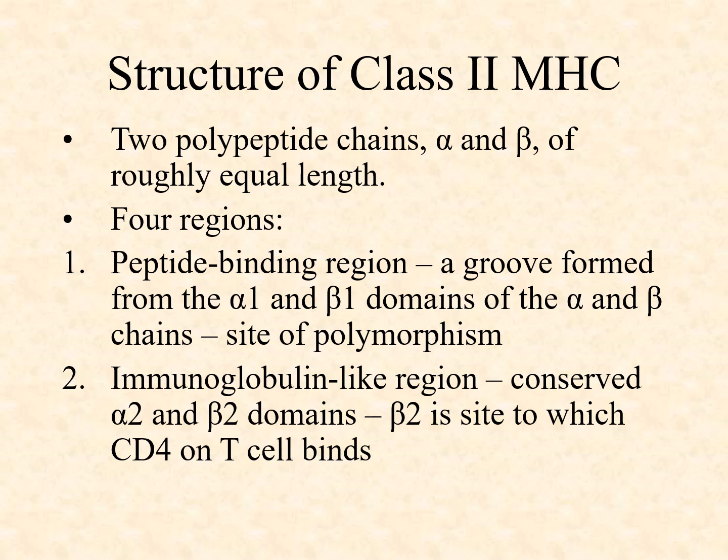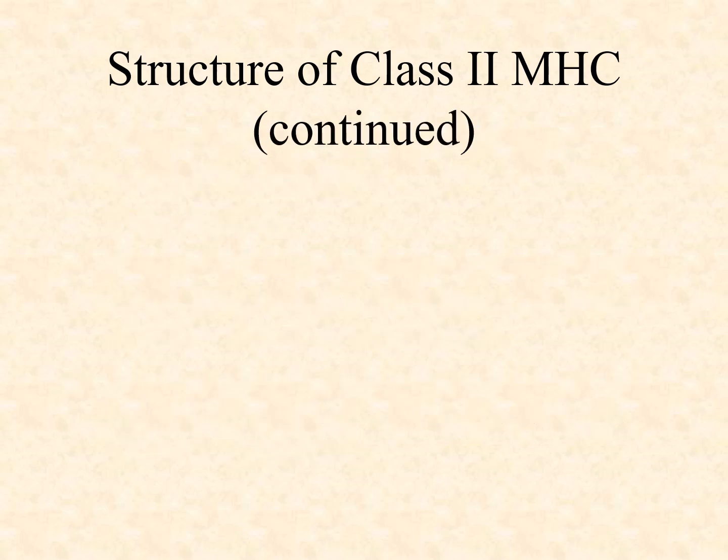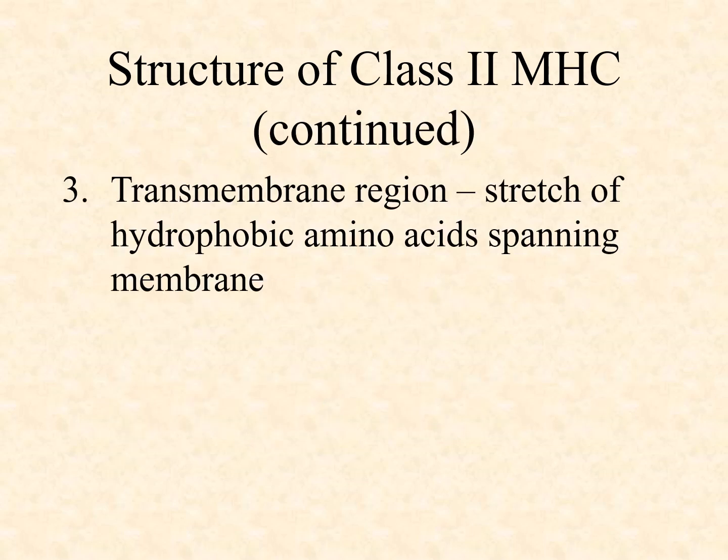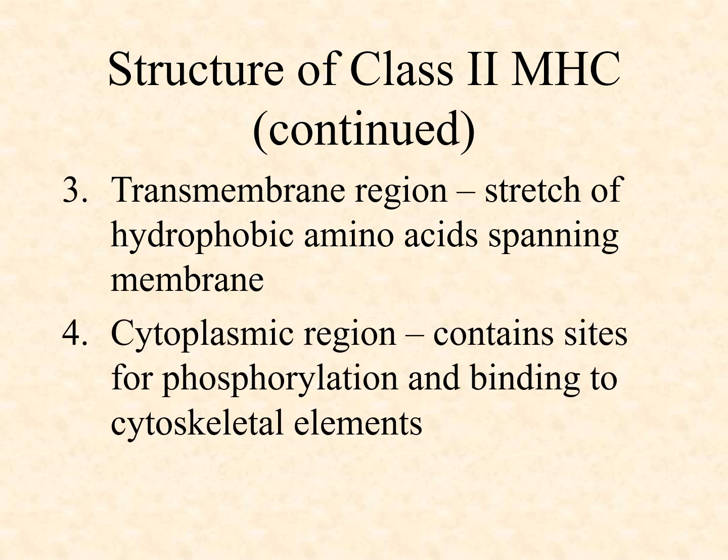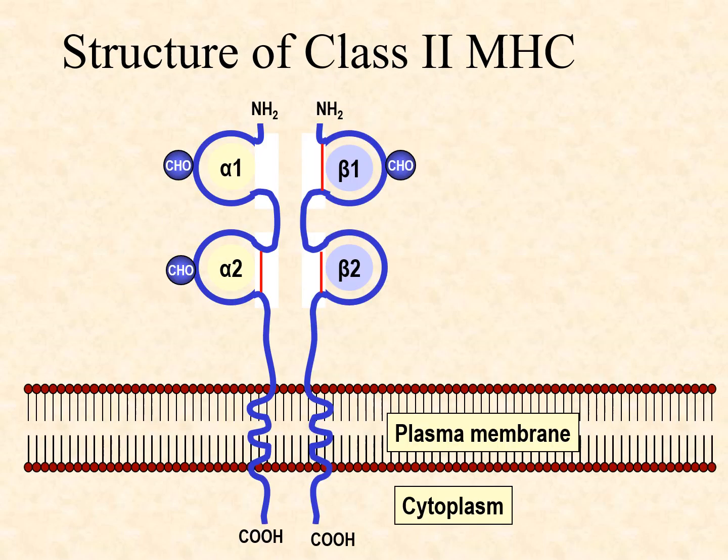Immunoglobulin-like region, conserved alpha 2 and beta 2 domains. Beta 2 is the site to which CD4 on T cells binds. Transmembrane region, a stretch of hydrophobic amino acids spanning the membrane. Cytoplasmic region contains site for phosphorylation and binding to cytoskeletal elements.